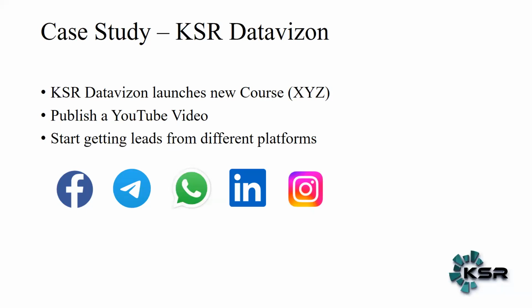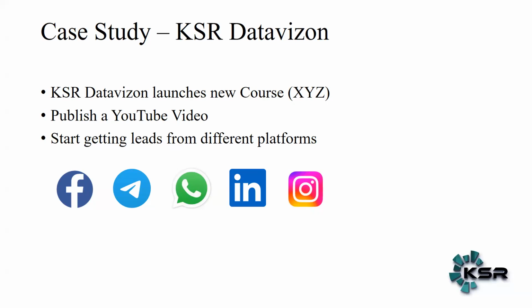You all have joined this session because in some way you got a message. It could be on Telegram, or you could have seen it on WhatsApp, the link which you joined today, or you could have got it on Instagram or Facebook. Now, we are going to launch a new course, call it XYZ. We are going to publish it as a YouTube video. Imagine once we start uploading a YouTube video, all the people who are interested in this course will start calling us. And it's not only from YouTube.